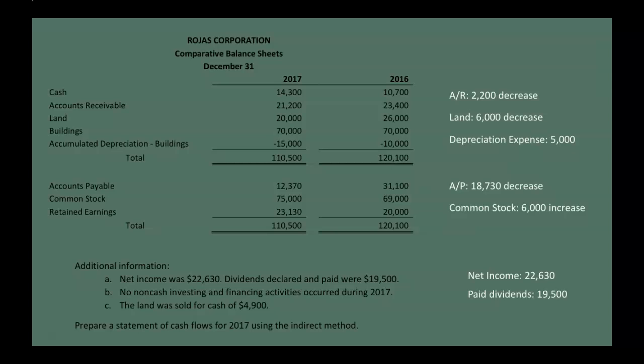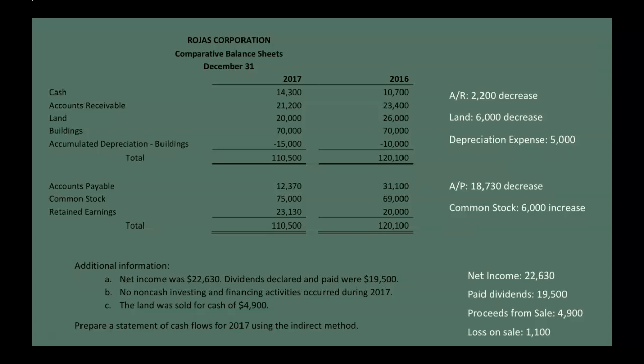Now our last piece here, the land was sold for $4,900. So we look up above at our land and we saw that it decreased by $6,000. That decrease must have been this sale of land that we had. So we received $4,900 from that sale. So we're going to call that the proceeds from the sale. But you'll notice that those two numbers don't match up, right? We sold land that was worth $6,000, but only received $4,900, which means that we had a loss on the sale of $1,100.